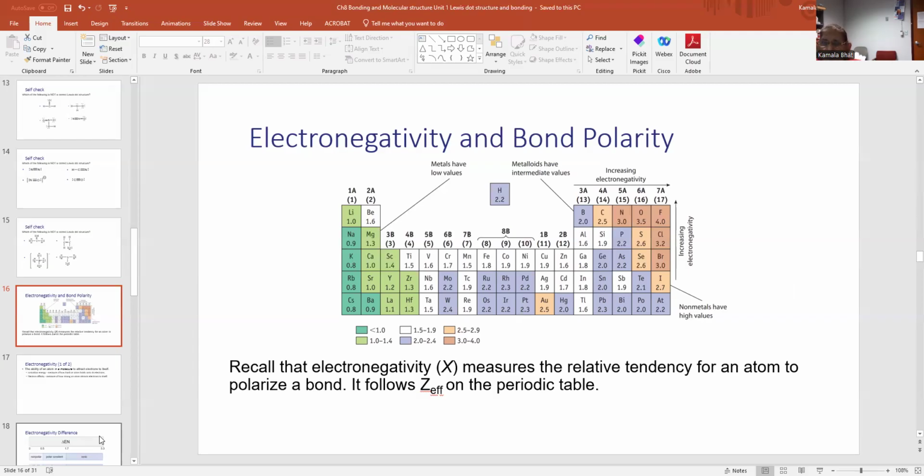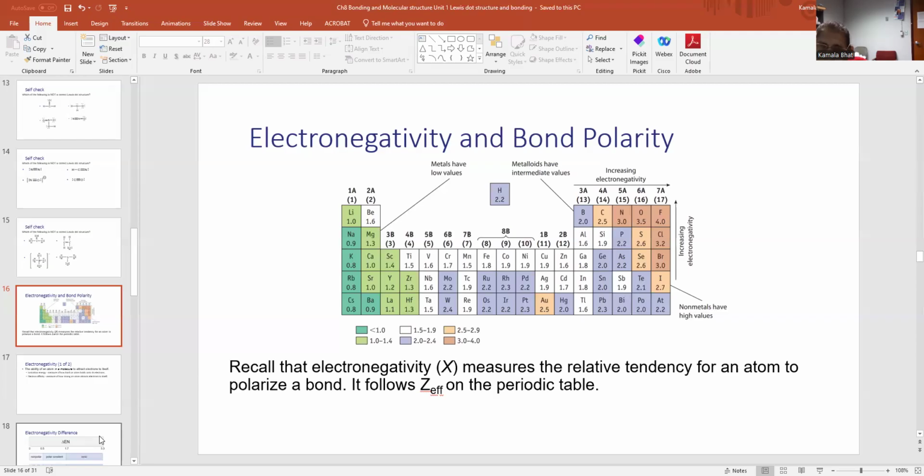Now, electronegativity measures the relative tendency for an atom to polarize a bond. It follows Z effective on the periodic table. And what is Z effective? Z effective is the actual force of attraction experienced by the outermost electron due to the presence of the core electrons in a given atom.